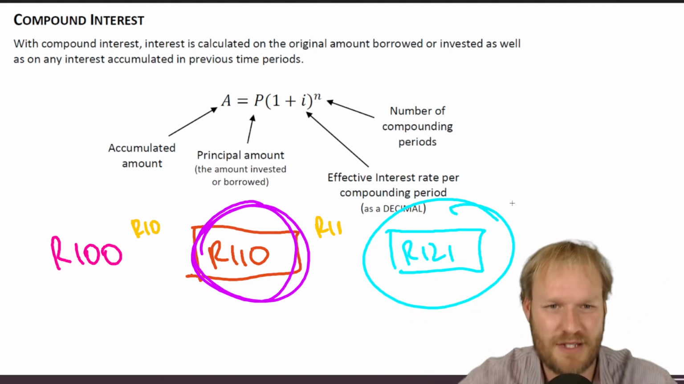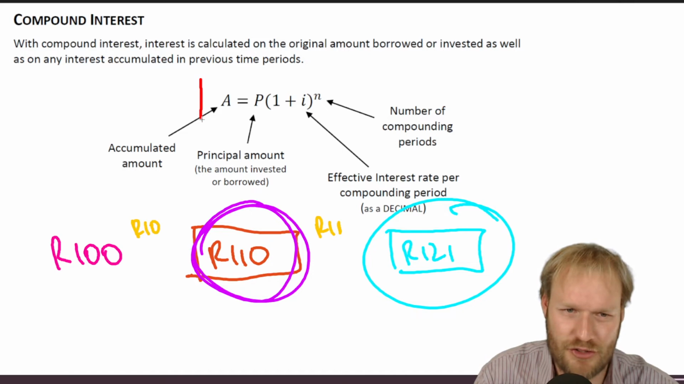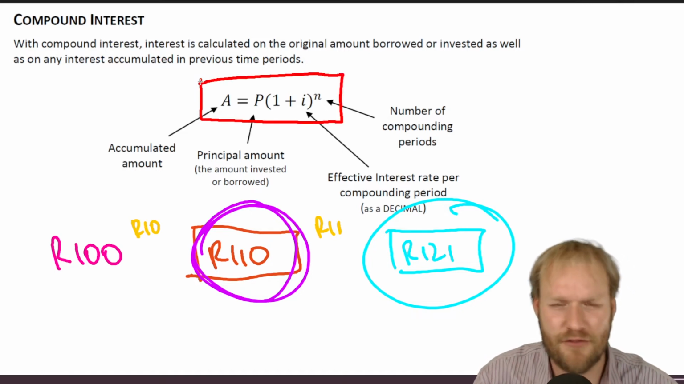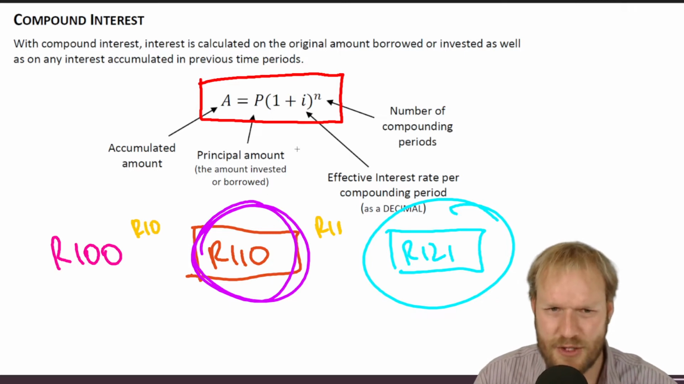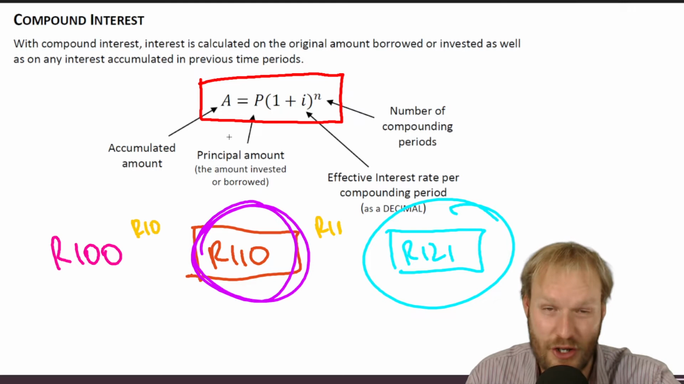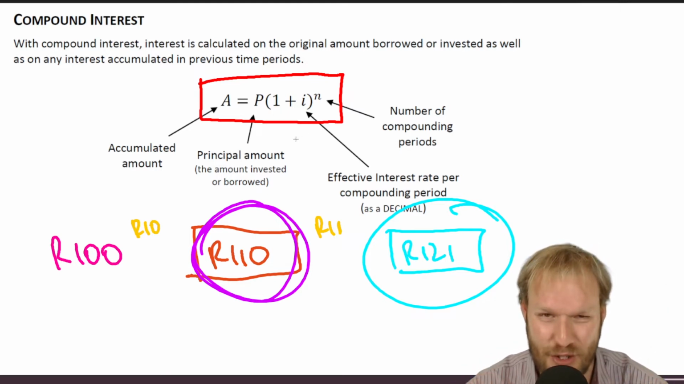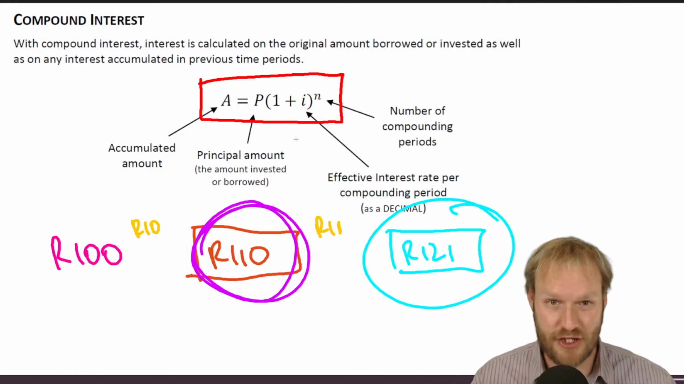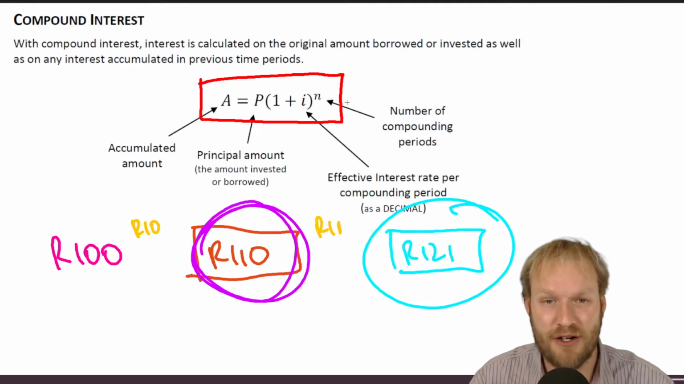It's building on itself. So this formula that we're going to use so much, you're not going to need it in the formula sheet even though it's there. It says A equals P(1 plus i) to the n. Now A, that's what it grows to, it accumulates to. P, principal amount: how much did you put in initially, or how much did you borrow initially? 1 plus i, where i is our interest rate, and n is compounding periods.